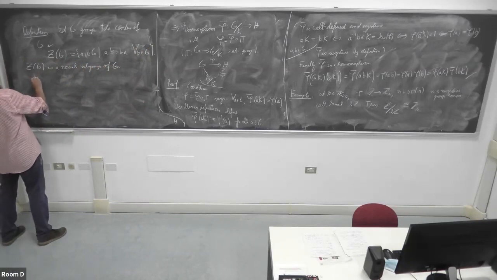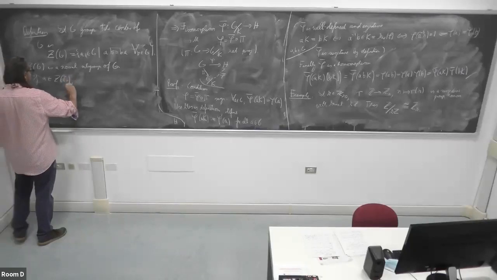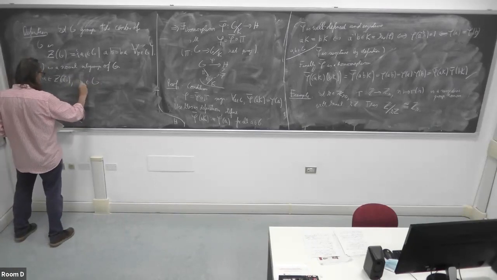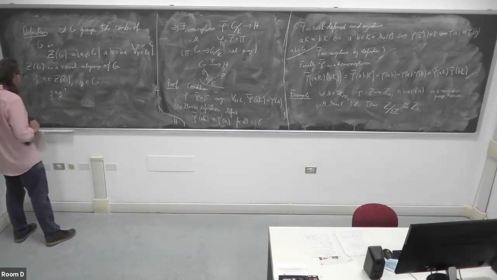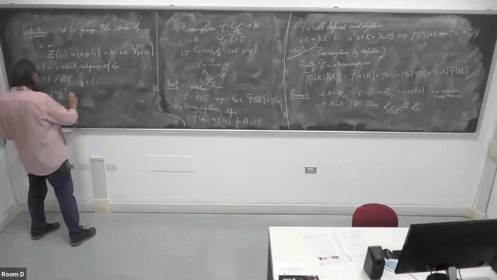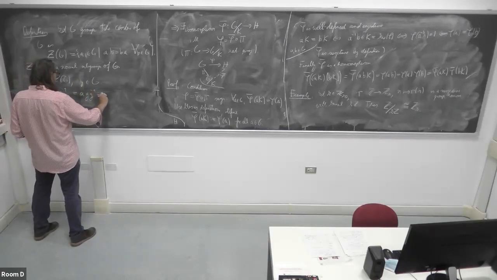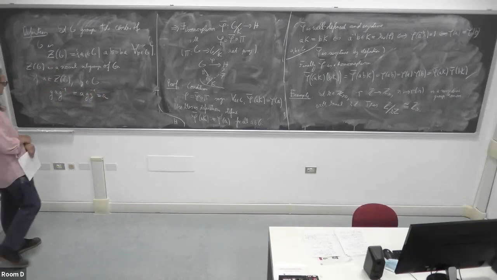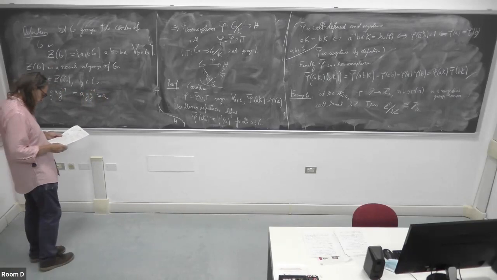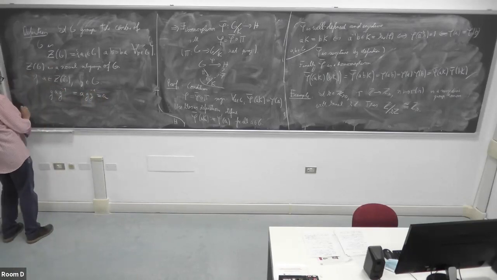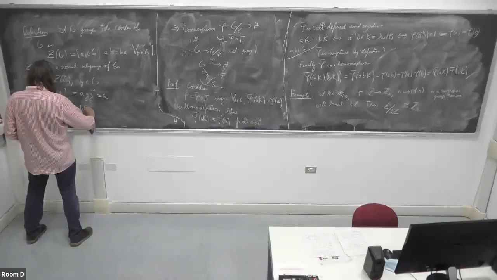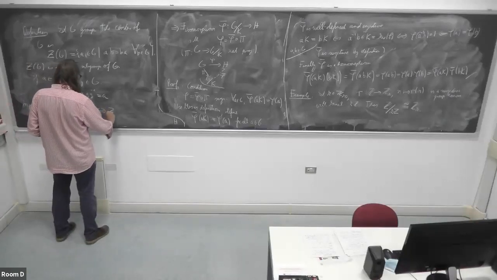Namely, if a is in the center of G and g is an element in G, then g a g to the minus 1, as a commutes with g, is the same as a g g to the minus 1, which is a. So in particular, it's in the center. But in fact it's much more, so this is just the normal subgroup. Then you can also see that G is abelian if and only if any two elements commute, if and only if G equals its center.